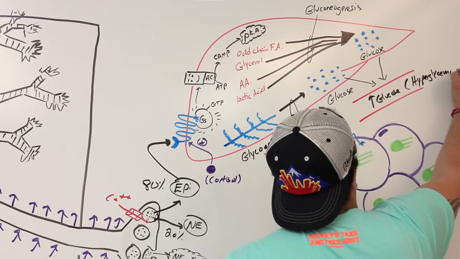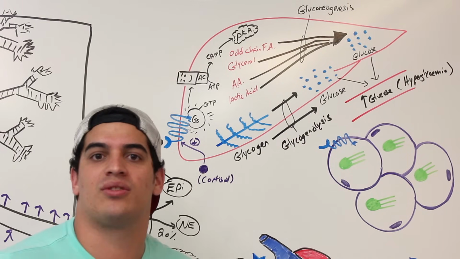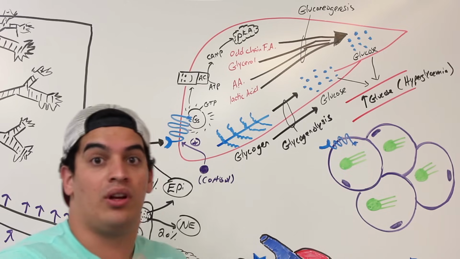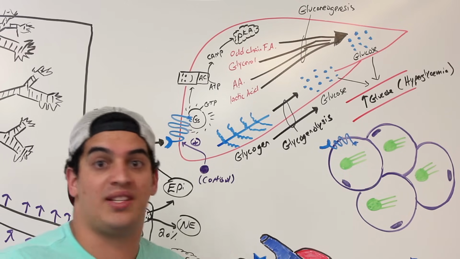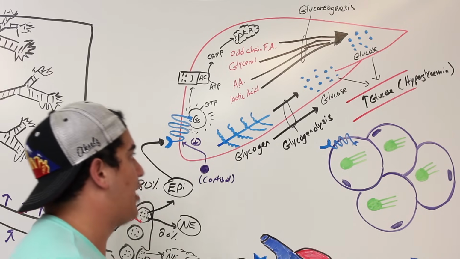Why is that relevant to the sympathetic nervous system? Because your skeletal muscles can use that glucose to help them contract and run away from that crazy little orangutan, right? That's one reason. Okay, so that's one pathway so far.